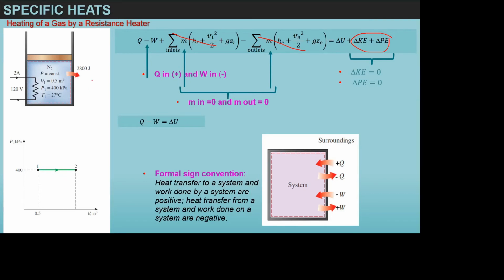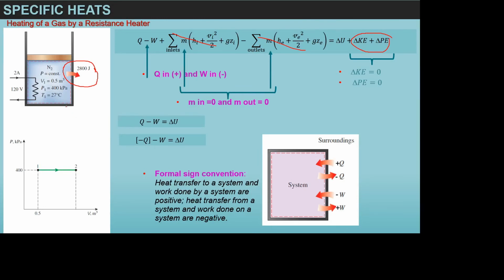In our system, it is told that Q, an amount of 2800 joules, is lost from the system. So we can write minus Q, because we are losing heat, minus W is equal to delta U. Now that is heat transfer through the system boundary.